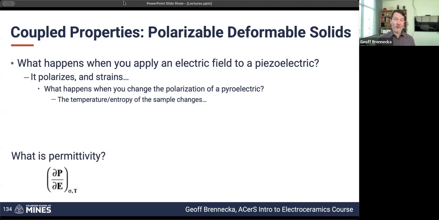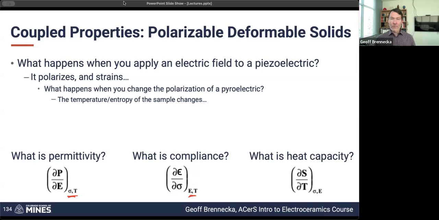So as a reminder, permittivity is the change in polarization with electric field. As long as we keep the stress and the temperature constant, then we can use that partial derivative of dP/dE. Compliance, so that's just the inverse of stiffness. So that's how much strain we get per stress, Young's modulus, right? So again, as long as we keep the electric field and the temperature constant, then that partial derivative works out nice and easy. What about heat capacity?